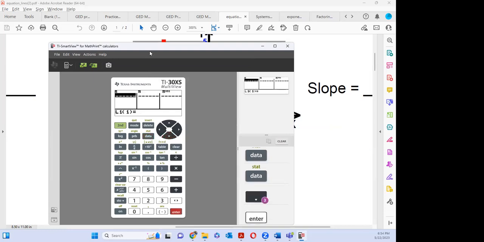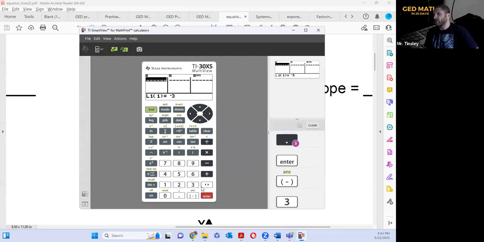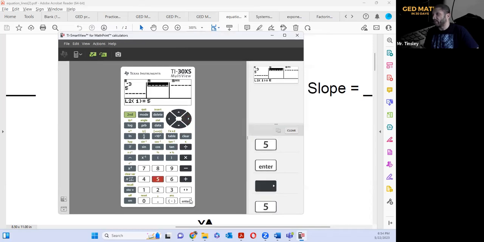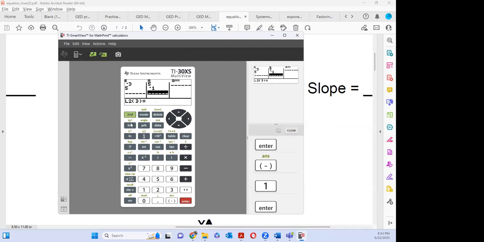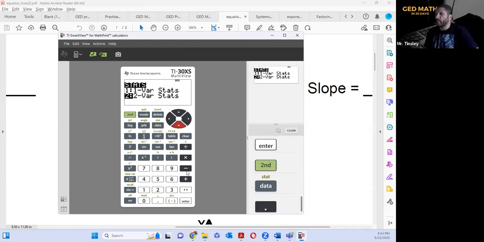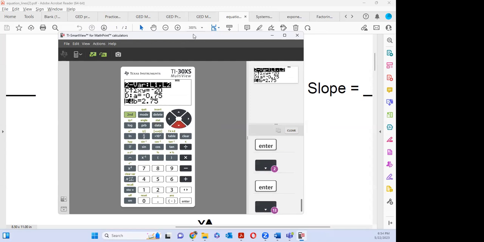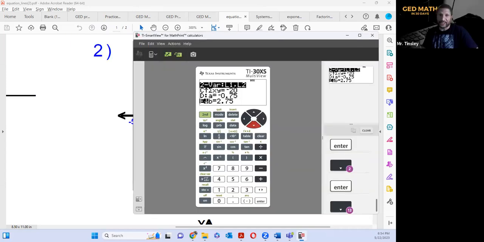And I've got to put both my x's in. So I've got -3 and 5. -3 enter, 5 enter. My first point is 5 and -1. Second, data, 2-variable calculator. Hold on, don't tell me you finished that quick. Watch this. Look at that. This is my slope and my y-intercept. That's my slope. That's my y-intercept.